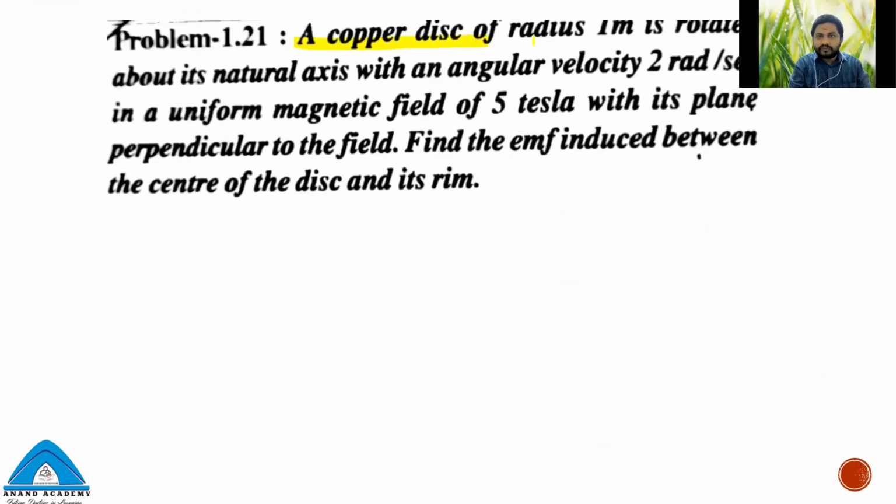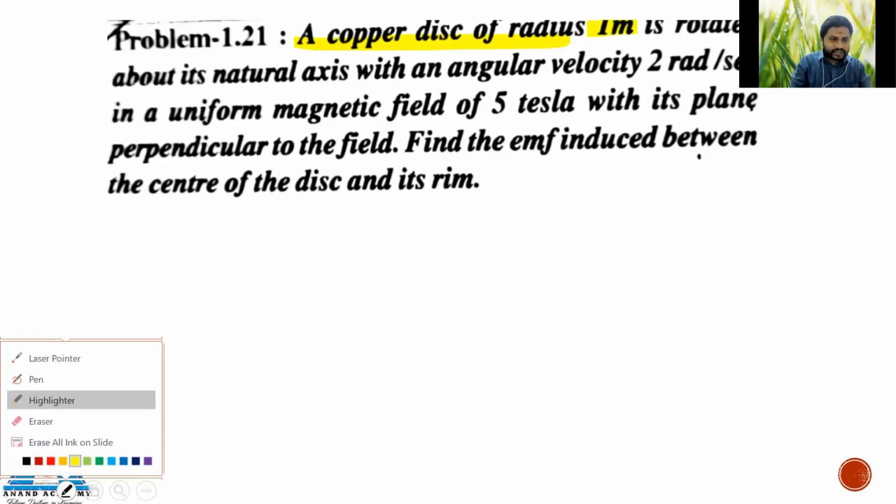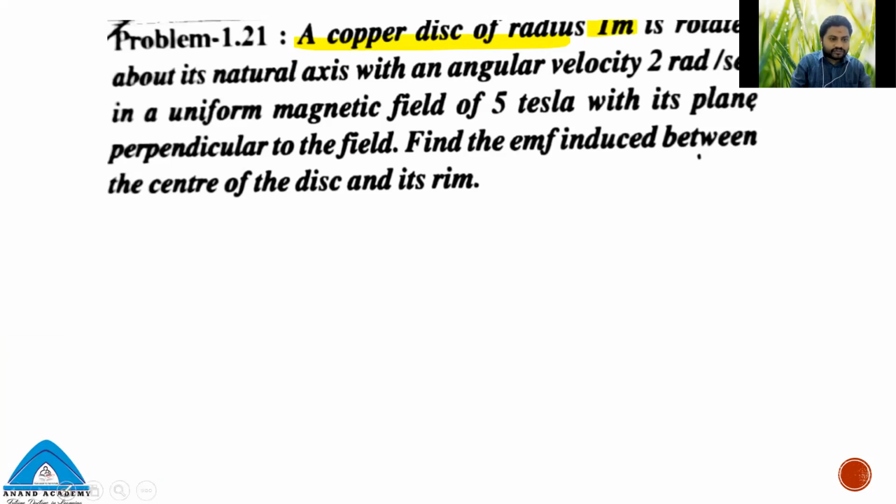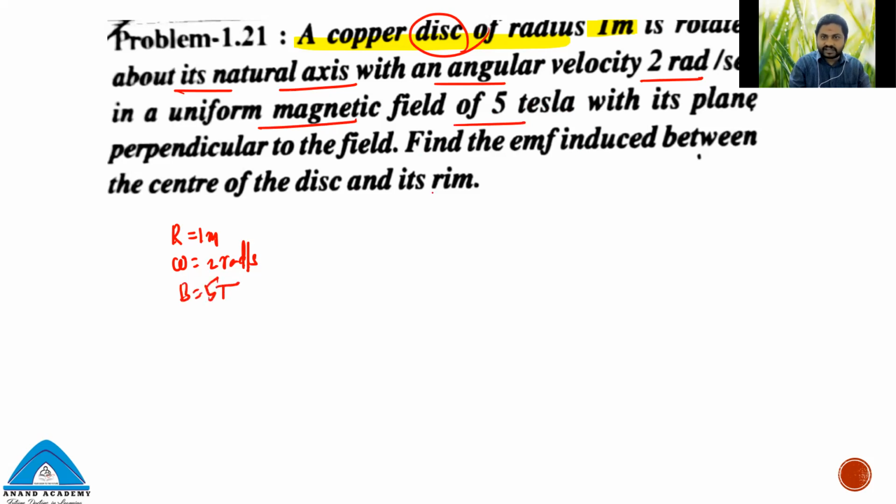A copper disc of radius 1 meter, right? Most of the questions from the second PUC concepts will be based on formulas. There is a radius of 1 meter. It is a disc, remember, and it is rotated about its natural axis with an angular velocity of 2 radian per second in a uniform magnetic field of 5 Tesla, with its plane perpendicular to the field. Find the EMF induced at the center of the disc and its rim.